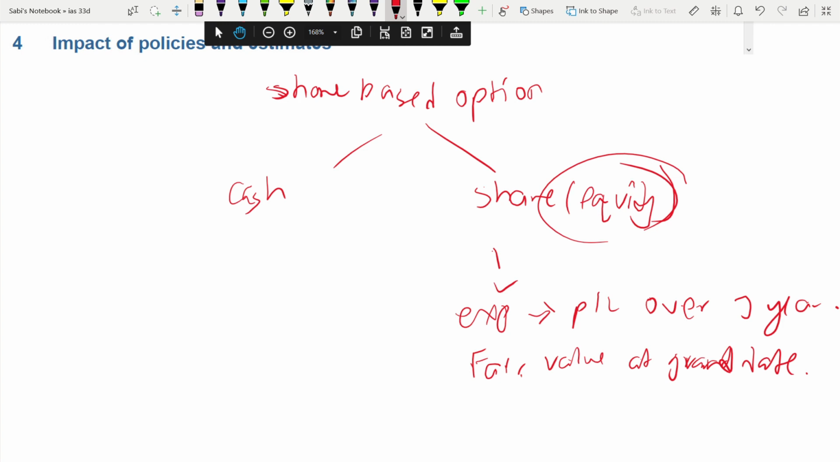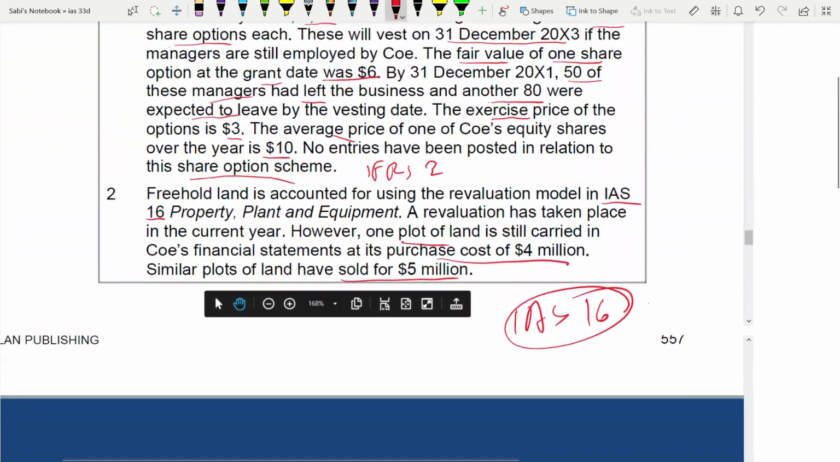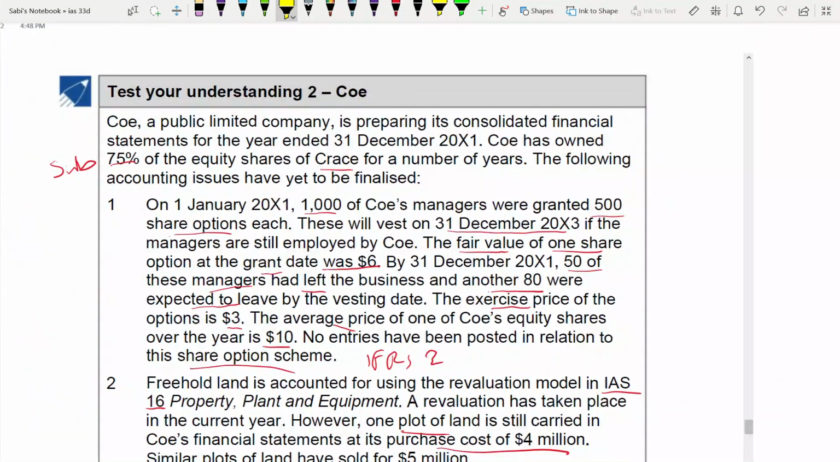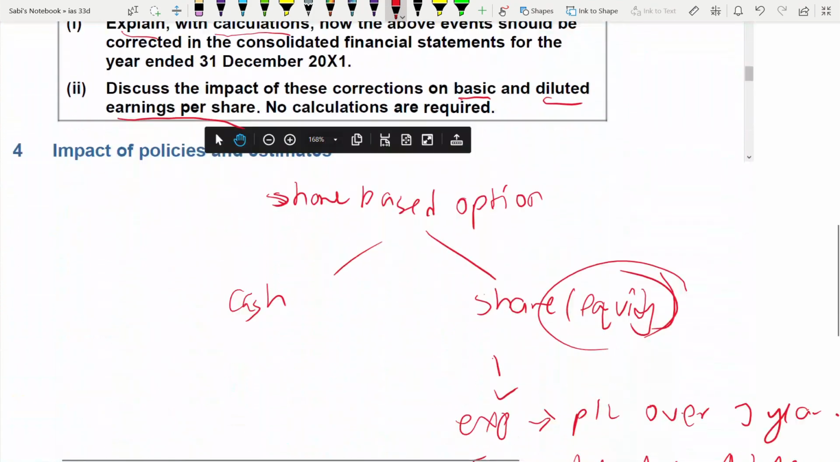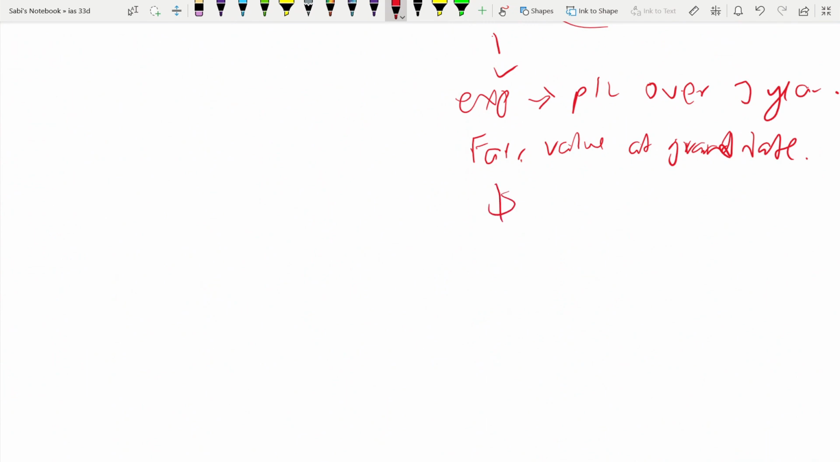You don't need to memorize anything at this stage, because when we go to IFRS 2, it will come again. At that time you'll be able to understand this better when you come back to this video. But knowing it is still better, because it will be easier for you later on. So this should be based on the fair value of the options at the grant date. What is the fair value at the grant date? Let me highlight it for you, it is $6.